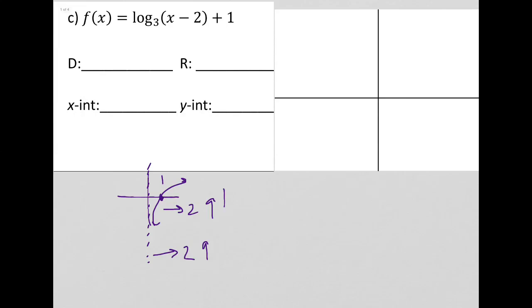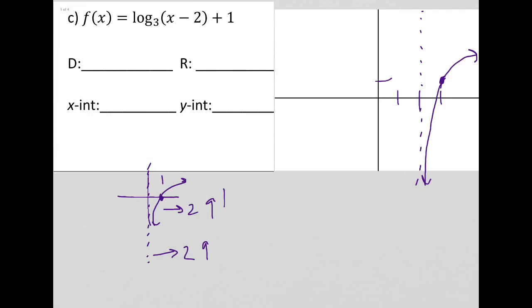So we're going to go 1, 2, and there's my vertical asymptote. And 1 to the right of there is where my x-intercept would be, but we're shifting things up 1. So I know I'm going to have a point right there, and I'm going to get a function that looks like that.